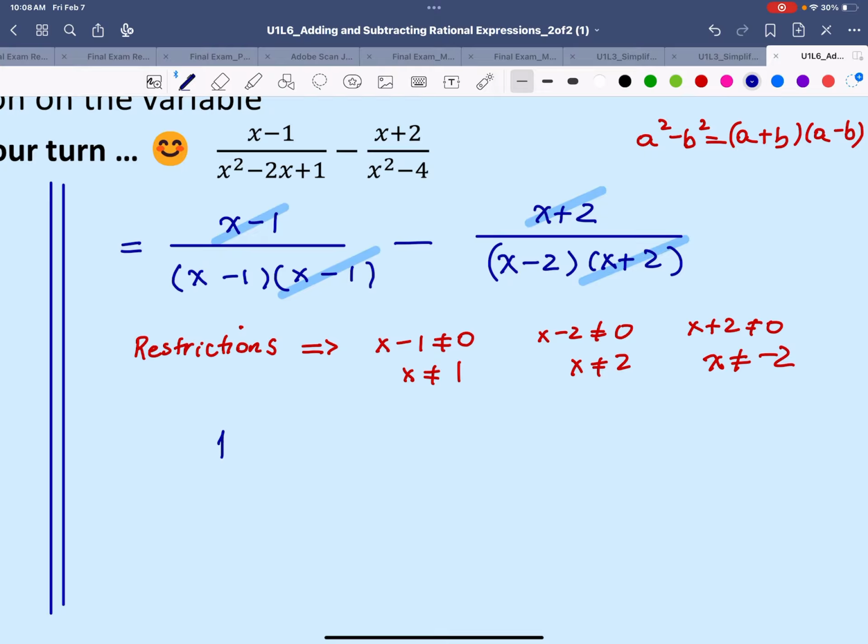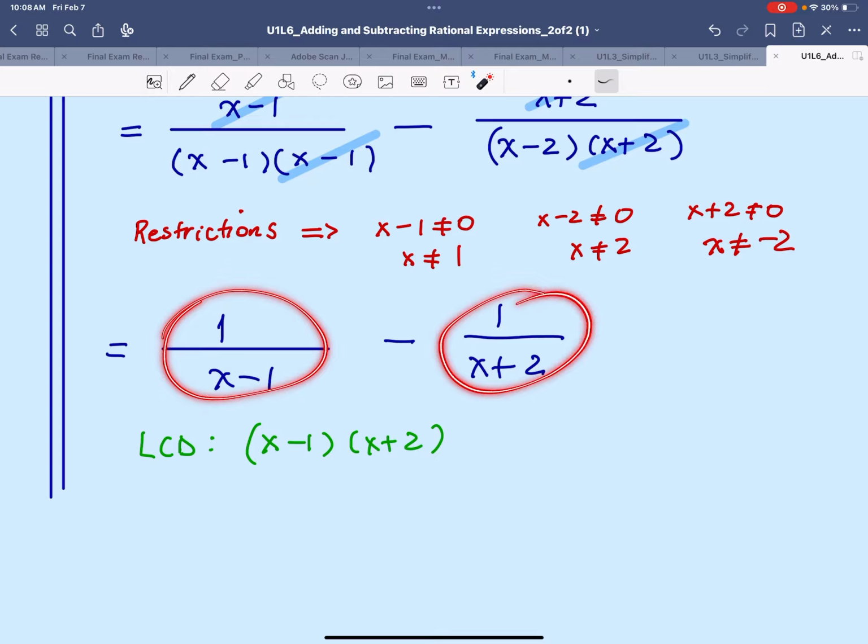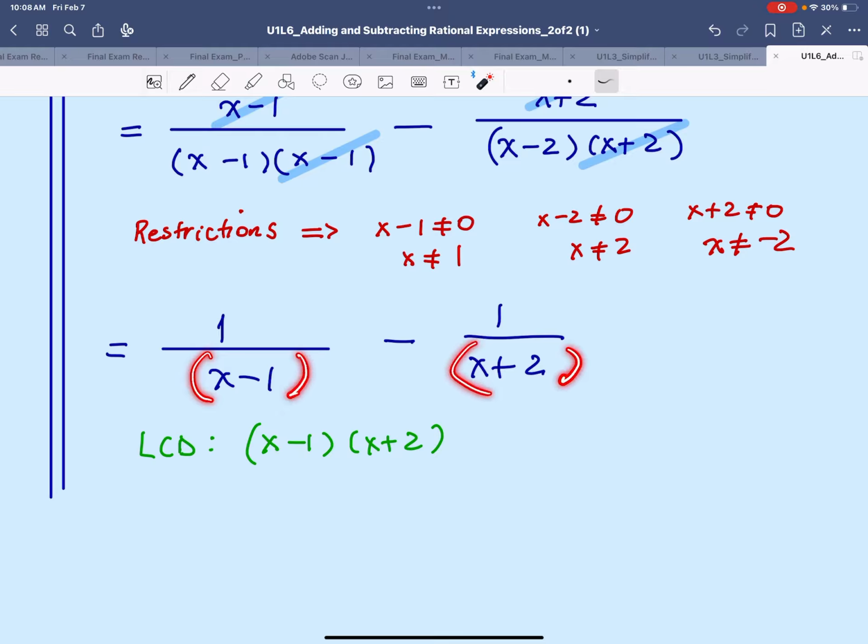So in the numerator, now we have 1. Denominator has just x minus 1, and then minus 1 over x plus 2. So as you can see here, we have the lowest common denominator of x minus 1, x plus 2. So when we have two rational expressions that have completely different denominators, the lowest common is very easy to find as the product of the binomials that you have in here because they're also factors of the denominator.